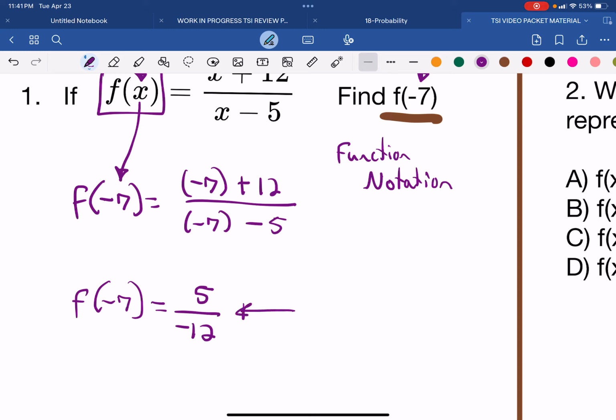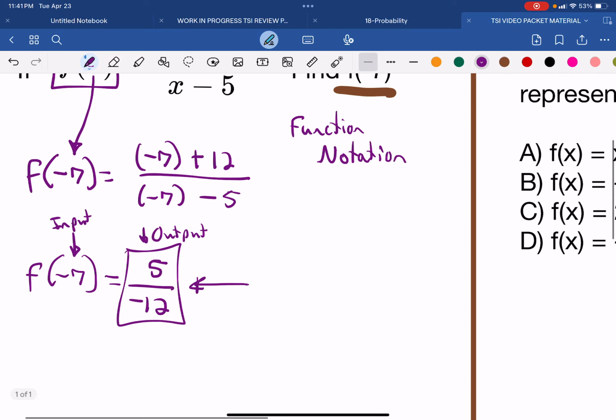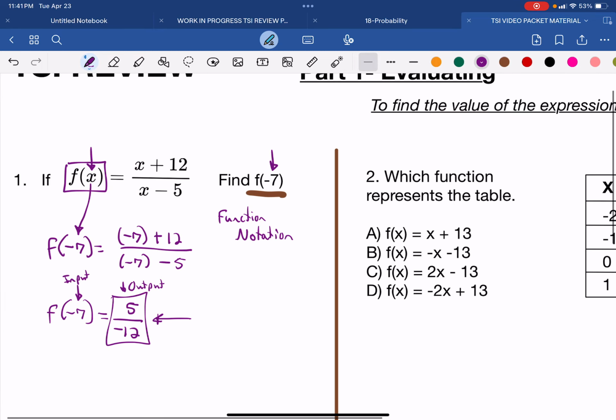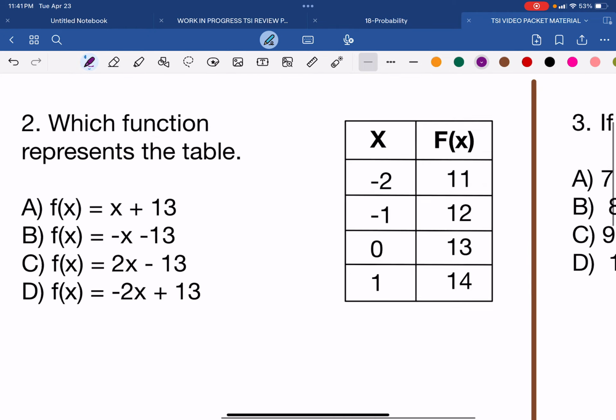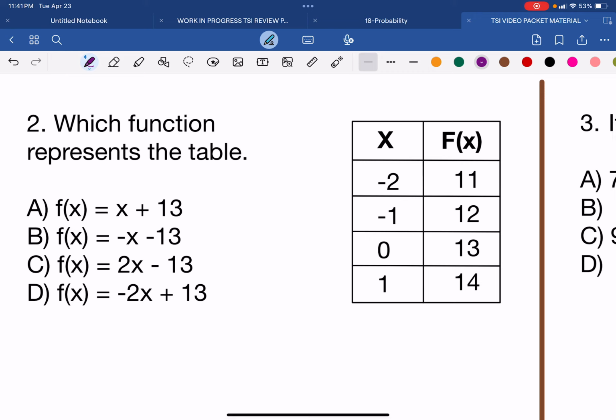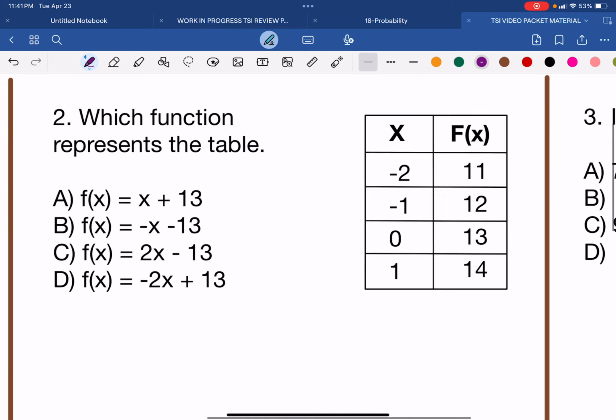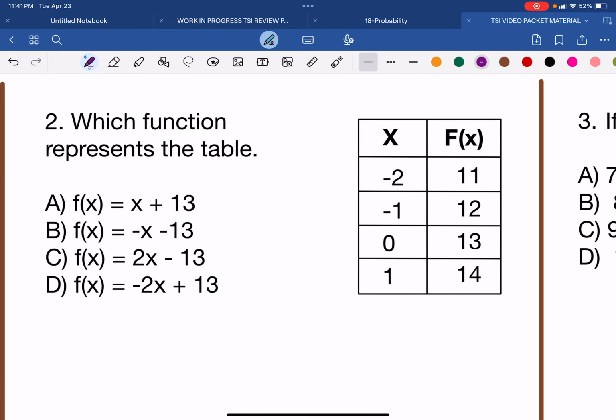This is my answer. This was my input. This is my output. Very important, you're going to be expected to do that. Now, let me show you another way, where it's not going to say f of x, but how can you use the idea of evaluating to figure out answers?